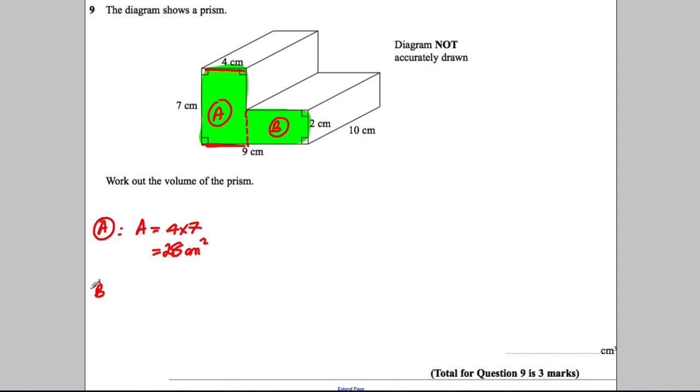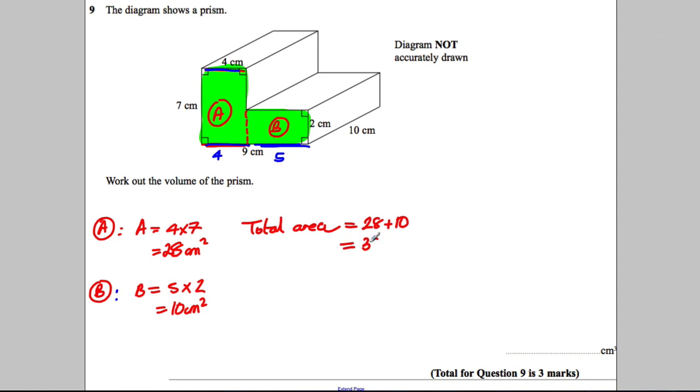What about B? If we want to work out the area of this, well, it's the base multiplied by 2. Now, if the whole lot's 9 and this bit's 4, this bit here clearly must be 5. So we do 5 multiplied by 2. So the area of B is going to be 5 multiplied by 2, which is 10 centimeters squared. So the total area, you'd add the area of this to this, so you would do 28 add 10, which is equal to 38 centimeters squared.